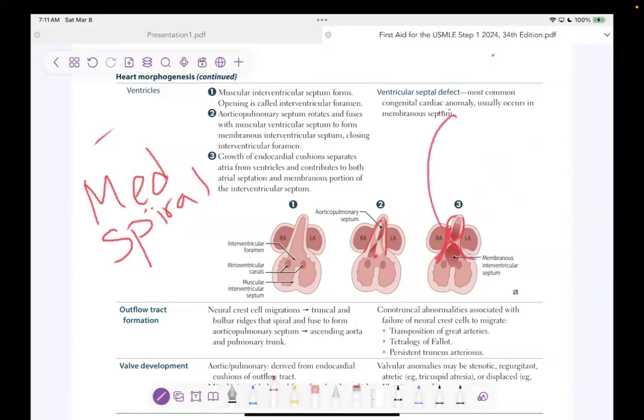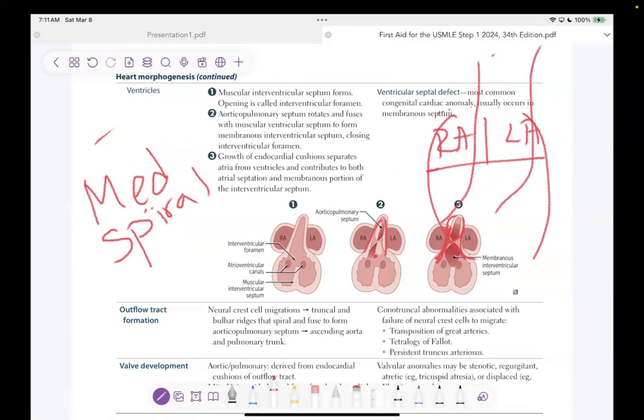We said that this is right atrium, and this is left atrium, and this is the truncus arteriosus. If the septum is not in the middle, the septum is made here. This is aorta, and this is pulmonary artery. What do you call it?